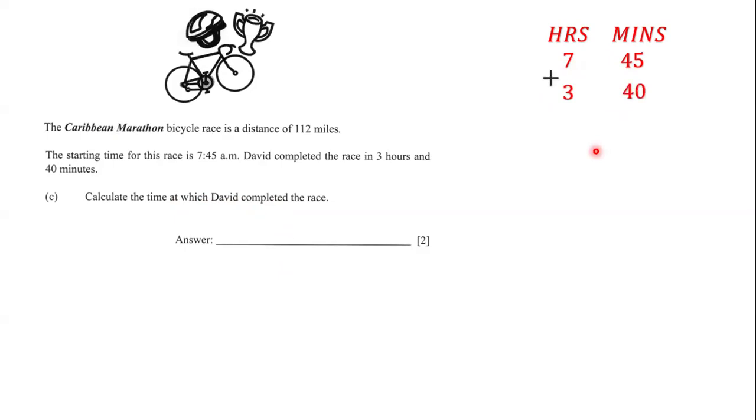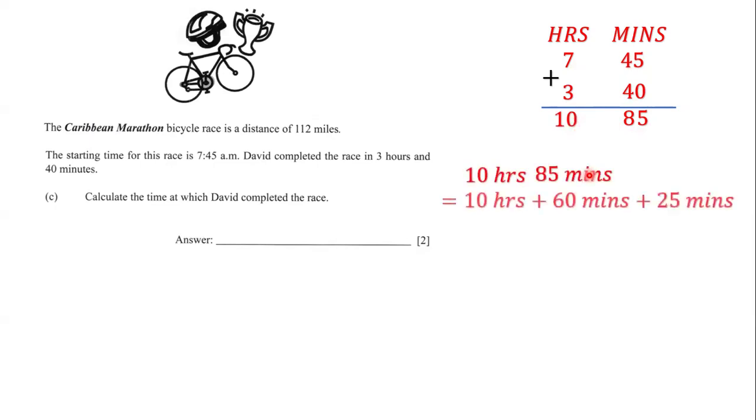And so at what time did he complete the race? We have to add 3 hours and 40 minutes to 7:45. Now 5 plus 0 is 5, and 4 plus 4 is definitely going to be 8. 7 plus 3 is definitely 10. And so we have 10:85. We're going to take 10:85 and express it as 10 hours plus 60 minutes plus 25 minutes.